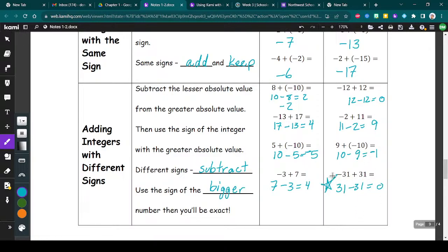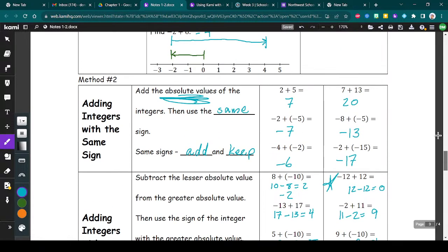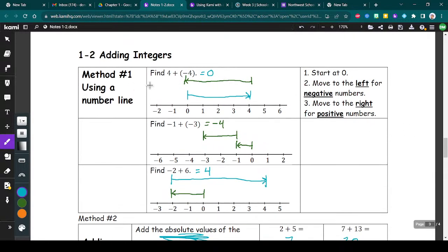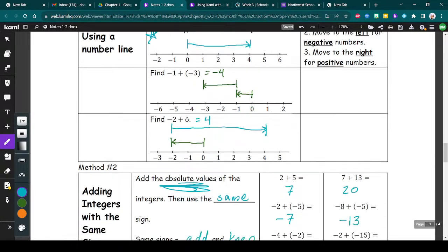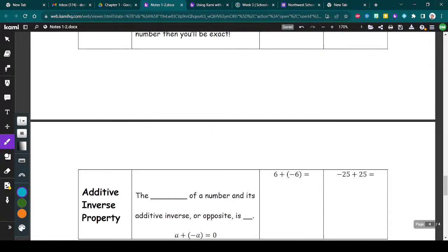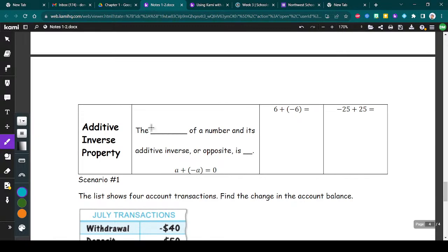Which leads us to note a couple things. There have been 3 times today that we have seen a problem where two opposites have been added together. And there's a special name for that and a special rule for that. So here we go. It's called the additive inverse property.